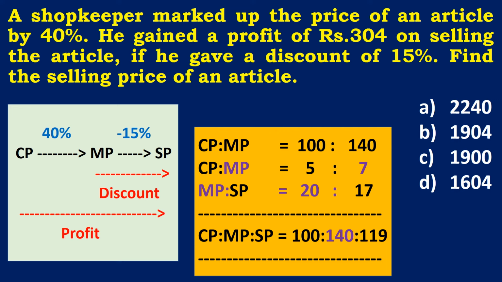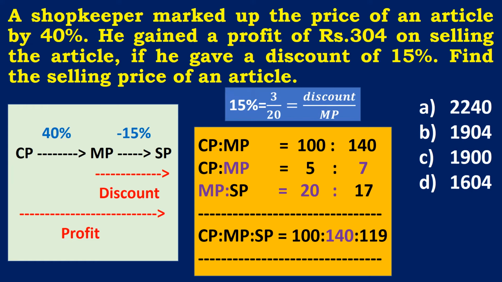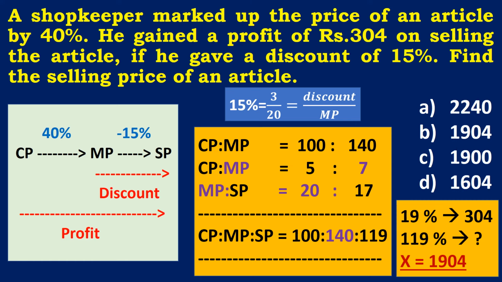We know that the discount percentage is 15%, which is 15 divided by 100, or 3 by 20. In this case, the discount is 3 and the marked price is 20 rupees. The selling price may be determined by taking the marked price minus the discount, which is 20 minus 3, or 17. CP, MP, SP equals 100, 140, 119. This indicates that for every 100 units of cost price, there are 140 units of marked price and 119 units of the selling price. The cost price is 100 and the selling price is 119%, resulting in a 19% profit. Profit of 19% is 304. Then we must calculate the 119% selling price.